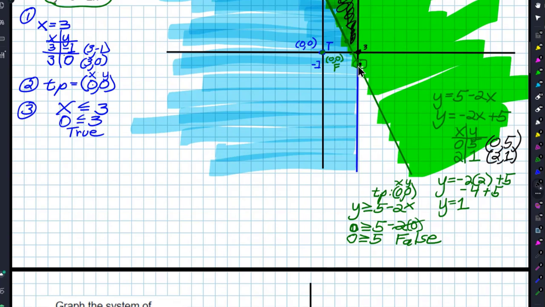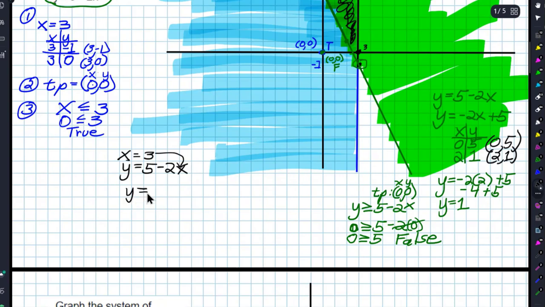Okay, we're going to get the equations of our two lines together here. X equals 3 and Y equals 5 minus 2X. We're going to solve the system just like we solved systems yesterday. Only this is really easy because X is only going to be 3. So instead of using elimination, which is what I usually use, I'm going to use substitution.